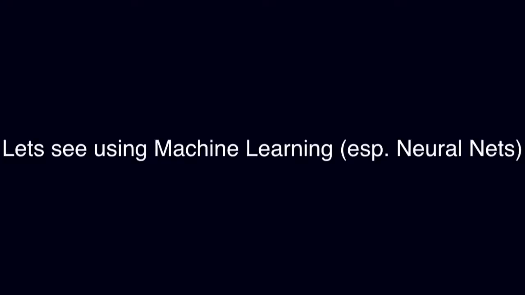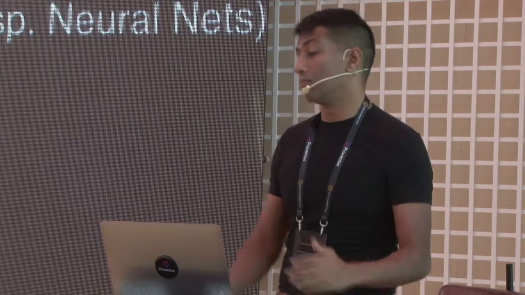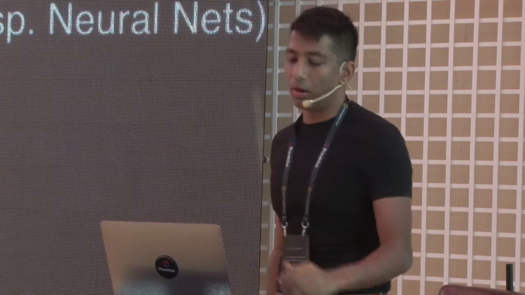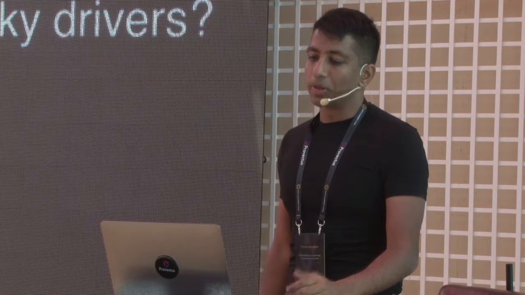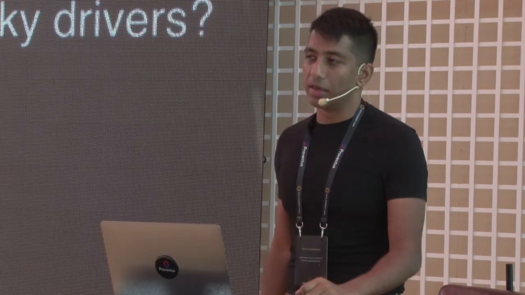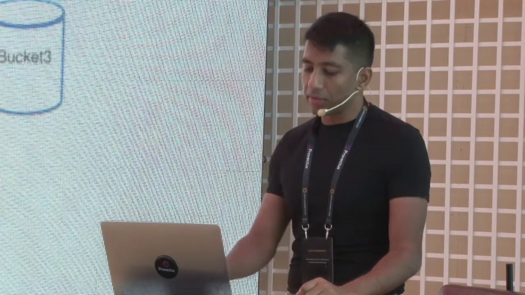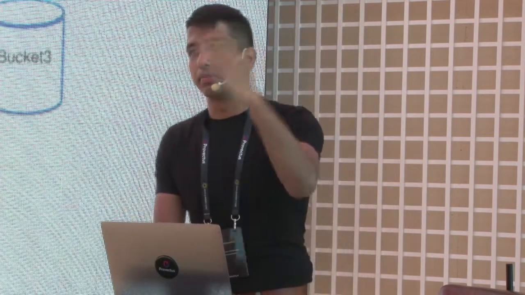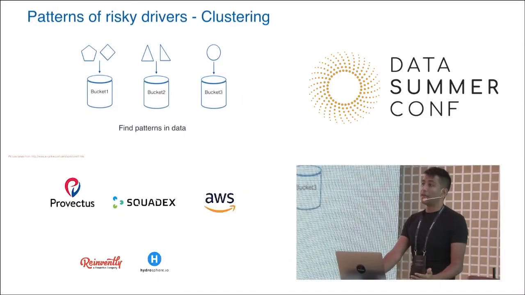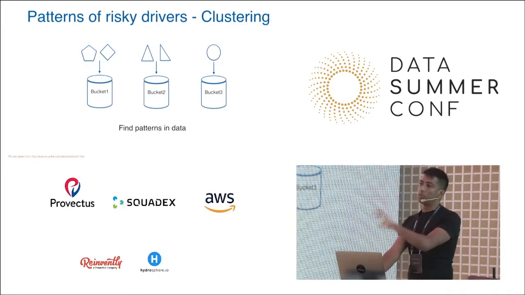So for the sake of this talk, I will restrict machine learning to neural networks, because machine learning has a lot of different algorithms, k-means and things, but I'll just restrict to neural networks. I can argue the reason later on, but not now. So let's start with a very simple case. Can we find patterns of a risky driver? There's something called clustering. There are standard algorithms of clustering. K-means is one of them, as simple as it groups people into buckets.